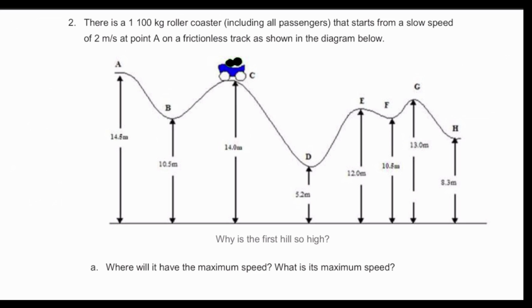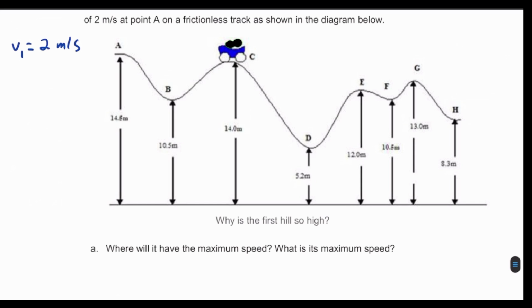We are told that there is an 1100 kilogram roller coaster, including all passengers, that starts from a slow speed of 2 meters per second at point A. So let's record that. So initial velocity is 2 meters per second, and that's occurring here at point A at the top of the track, on a frictionless track as shown in the diagram below. Question A asks us, where will it have the maximum speed, and what is the maximum speed?